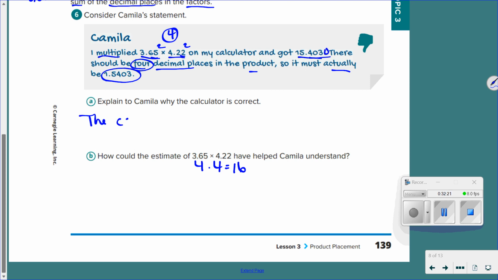So the calculator dropped the trailing 0. Any questions on that? So again, was our estimation difficult to do? Did I make it really easy to see which one was the correct answer? Yes. That's the advantage to estimating, guys.